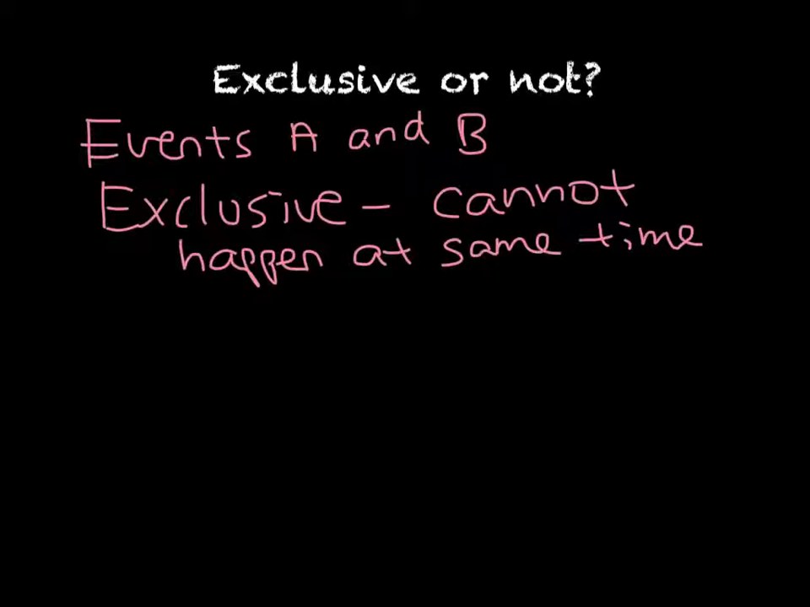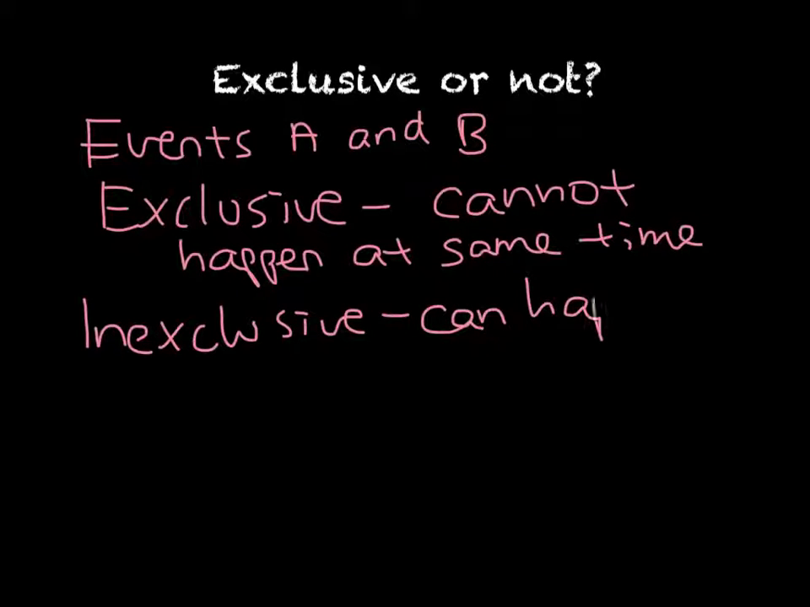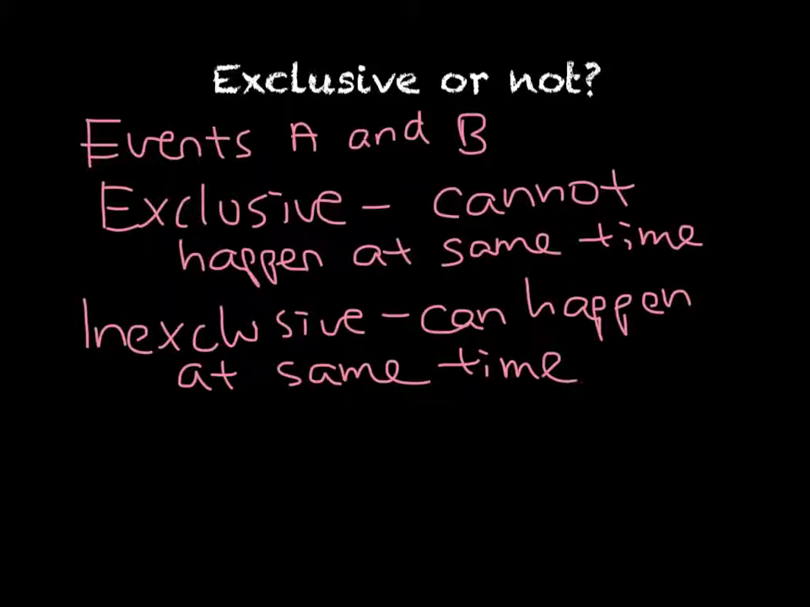And then we say that two events are mutually inclusive if they can happen at the same time. So some examples of exclusive events would be rolling a 4 on the dice and rolling a 6, because you can't roll both a 4 and a 6 at the same time. Events that are inclusive can be something like having a poker card that is red and a poker card that is a queen, because you can have a red queen.